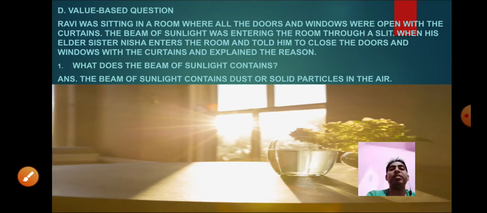Next question is a value based question. Ravi was sitting in a room where all the doors and windows were open with the curtains. The beams of sunlight were entering the room through a slit. When his elder sister Nisha entered the room and told him to close the doors and window with the curtain, explain the reason. What does the beam of light contain?